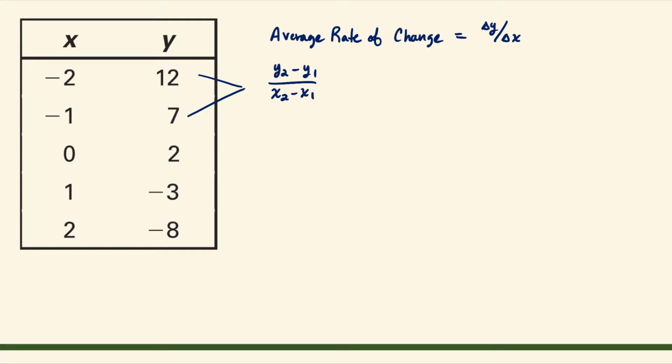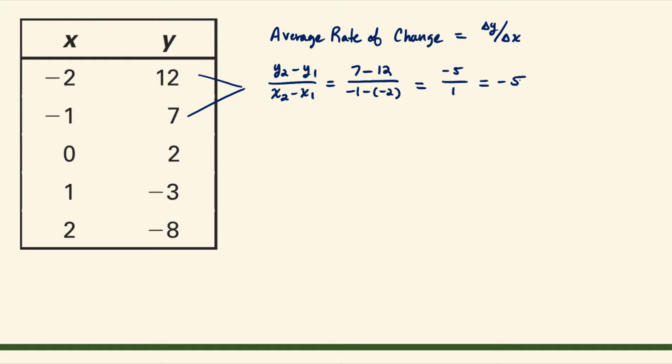We will use the slope formula y sub 2 minus y sub 1 all over x sub 2 minus x sub 1 to calculate this average rate of change. So for our first two data points, we would have 7 minus 12 divided by -1 minus -2. Simplifying this fraction, we have -5 over -1 minus -2, which is +1. This results in an average rate of change of -5.